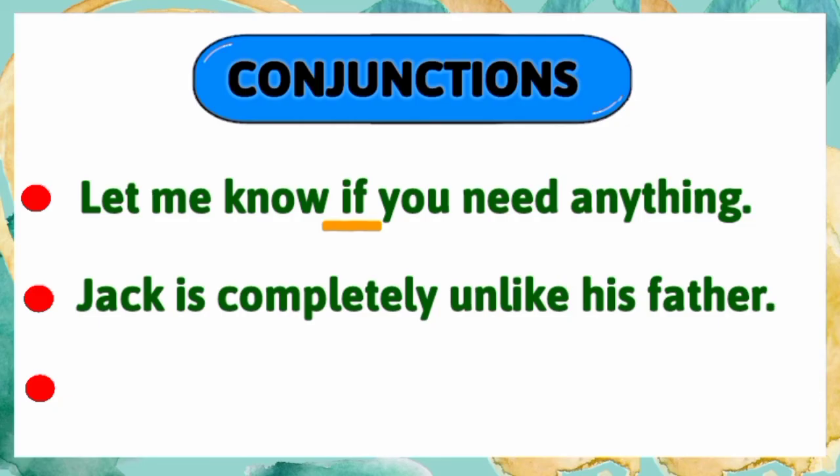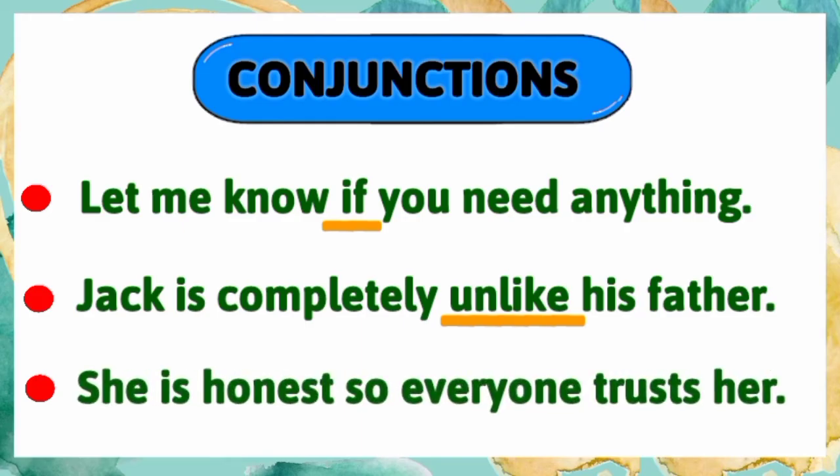Jack is completely unlike his father. In this sentence, the word unlike is the conjunction. She is honest, so everyone trusts her. In this sentence, the word so is the conjunction.